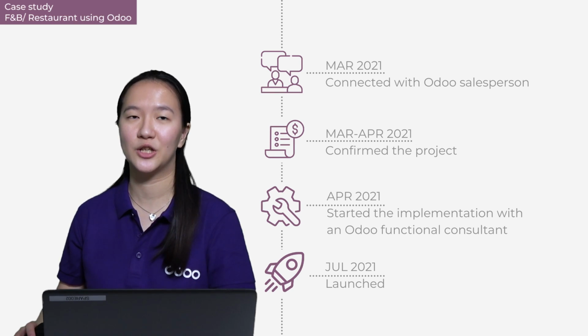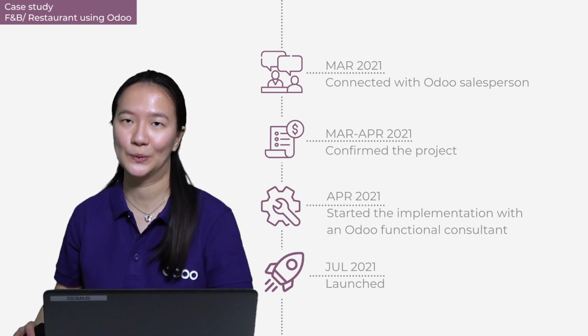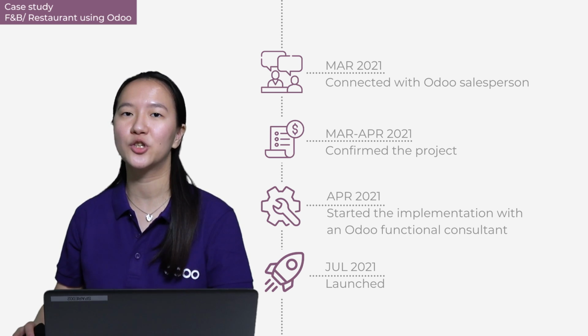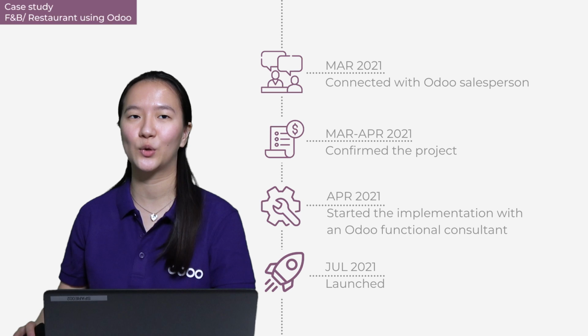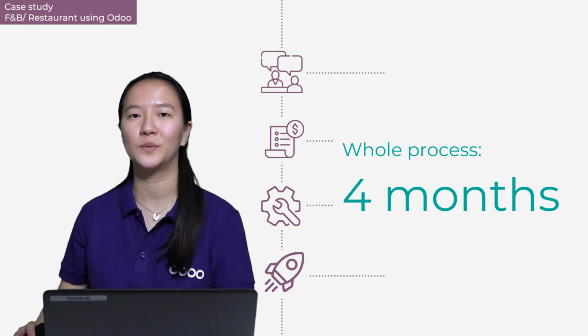This customer reached out to us in early March this year, and after 2 weeks of consideration, they decided to go with Odoo. We started the implementation a week later, and we managed to launch the system in July 2021. So the whole process takes around 4 months to be completed. This is the end of today's case study.